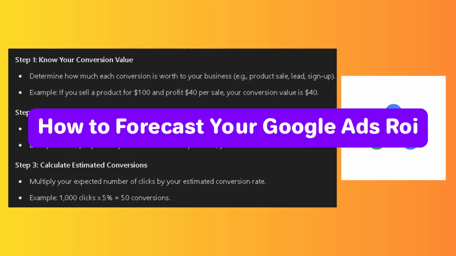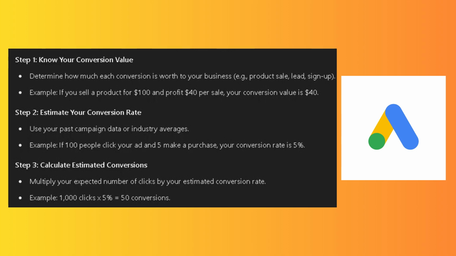In this video, you will learn how to forecast your Google Ads ROI. First, know your conversion value. Determine how much each conversion is worth to your business, such as product sales, leads, and sign-ups. Example: if you sell a product for $100 and profit $40 per sale, your conversion value is $40.